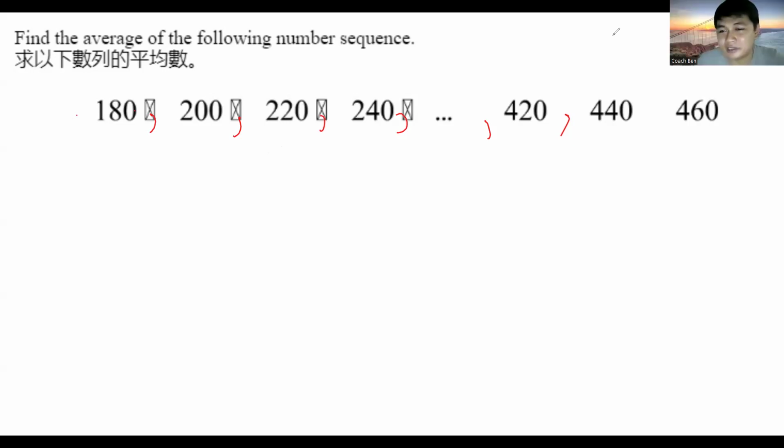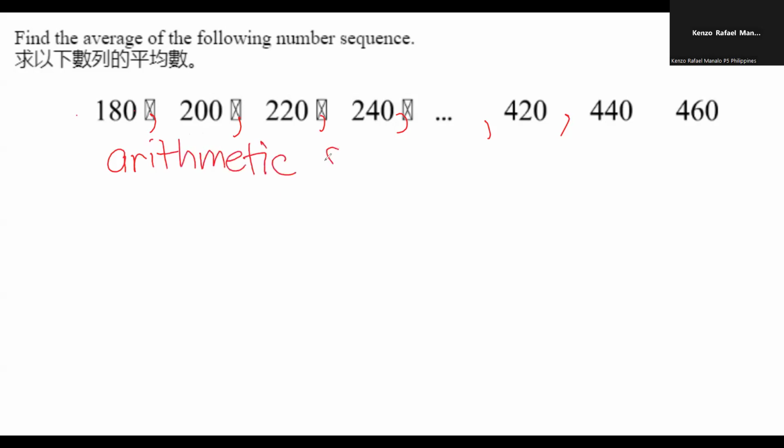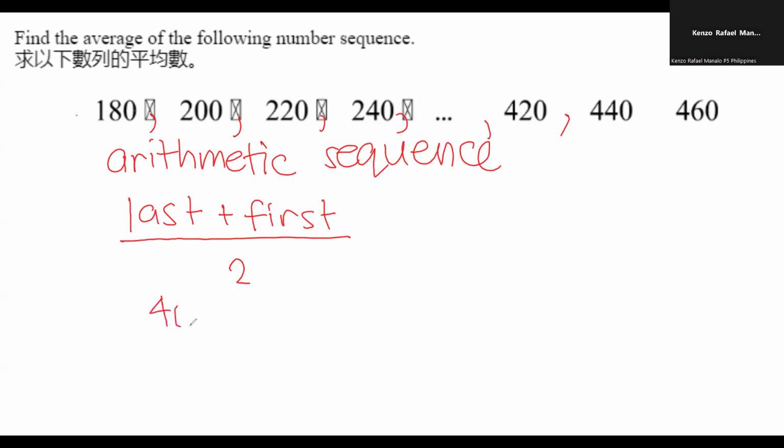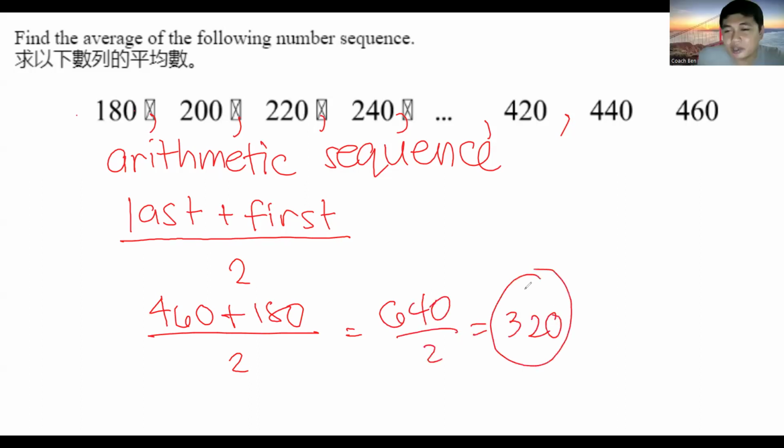Yes, Kenzo. Okay, so this looks like an arithmetic sequence because every time the number increases by 20. And we all know how to get the average in an arithmetic sequence. So it's last term plus the first term divided by 2. That would be 460 plus 180, 640 divided by 2. That would be 320. Okay, very good. So for the others that answered as well in chat, the correct answer should be 320.